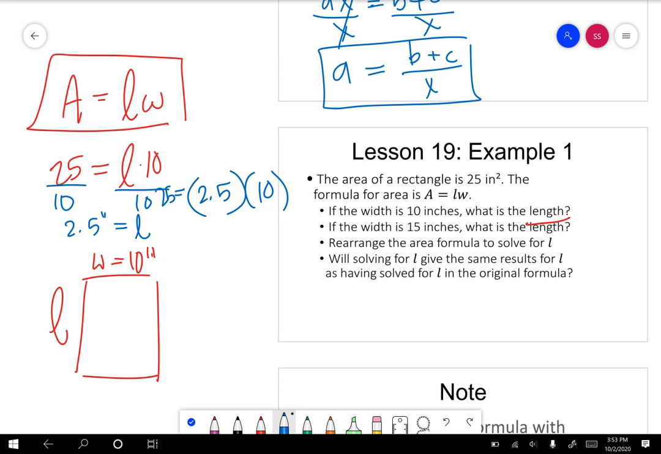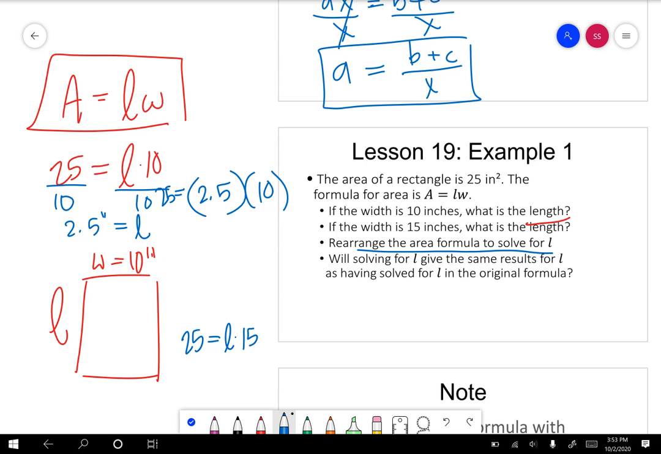What if we changed it though, so the width was 15? So area is still the same, but width is now 15. How would that change it? Right? How would that change it? Why don't you try that one? Try that one and see what happens. Okay. Let's look at this one now.